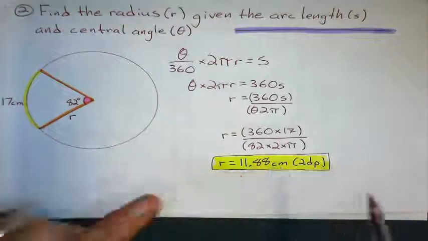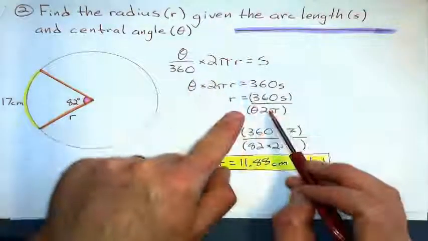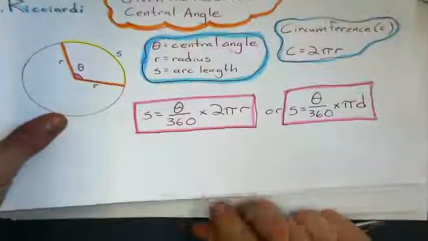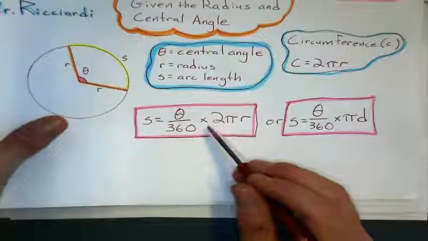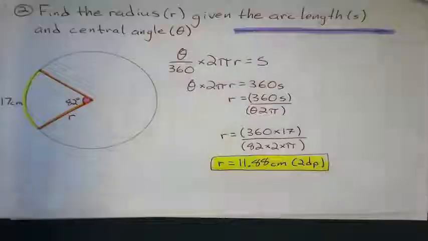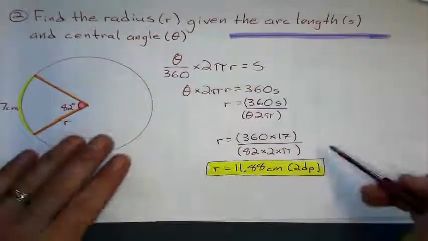Okay, 11.88. Now this way was done by rearranging the formula first. You can't just enter them in here and solve for r. A little bit trickier, but it's doable. Okay, one more example. We should be good after this.